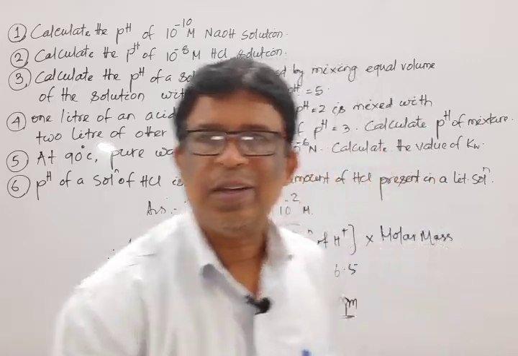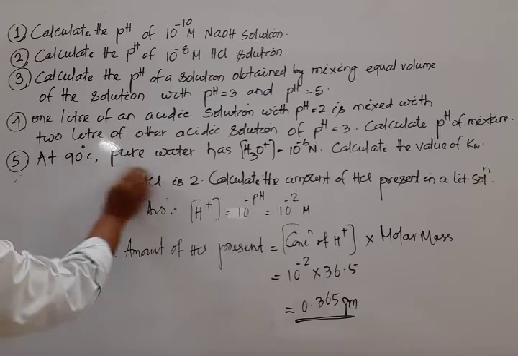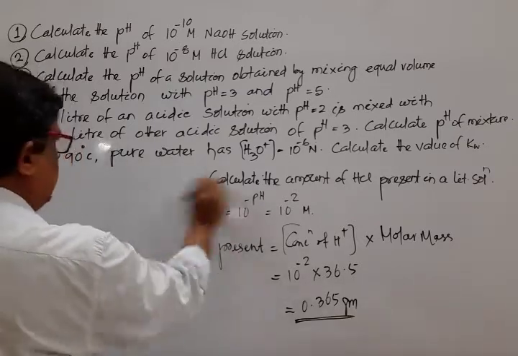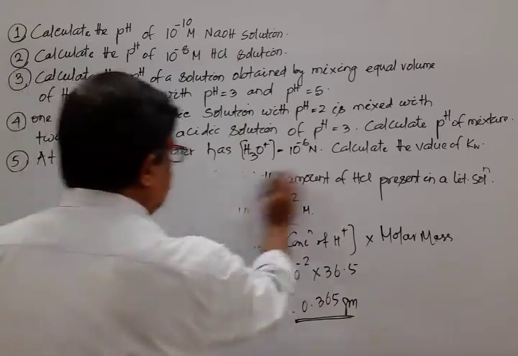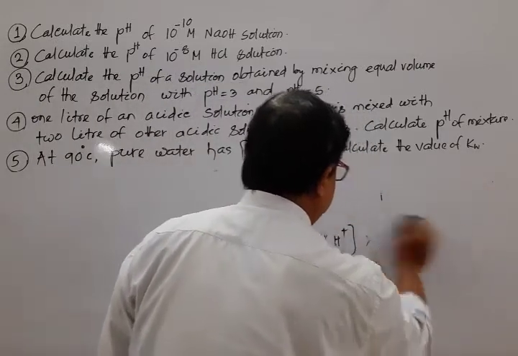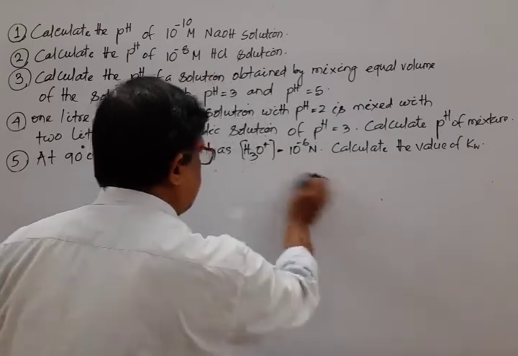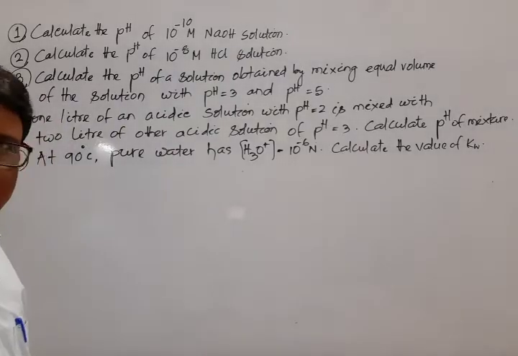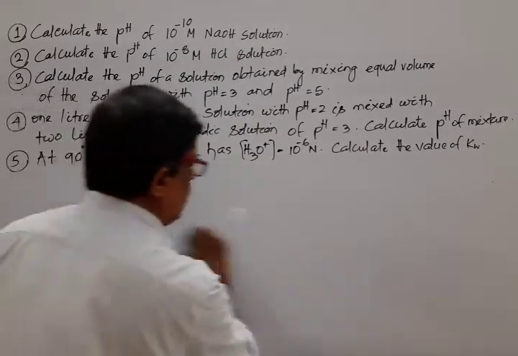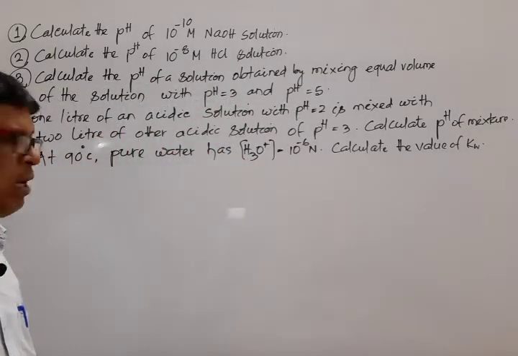Okay, mark the next question. What is the next question? At 90 degrees Celsius, the pure water has an H plus ion concentration, or H3O plus ion concentration, equal to 10 to the power minus 6 N. Calculate the value of the ionic product of water, or Kw.